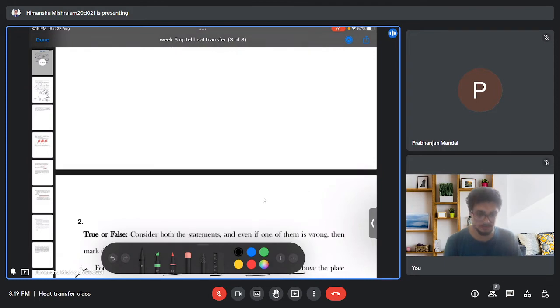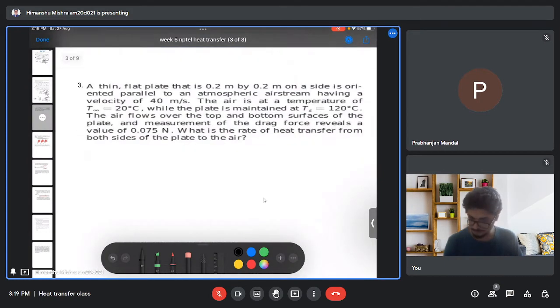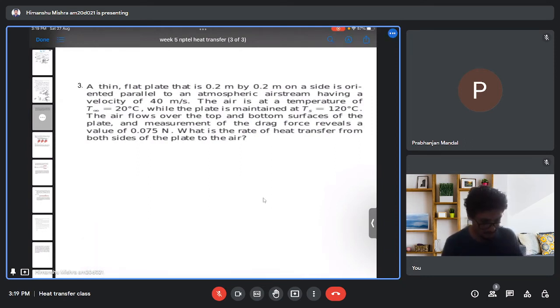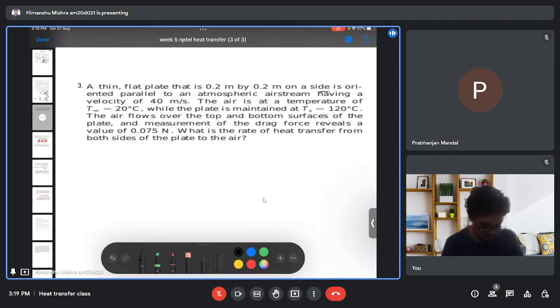So let's move to the third question. In the third question, a thin flat plate that is 0.2 meter by 0.2 meter on the side is oriented parallel to the atmospheric air stream having a velocity of 40 meter per second. The air is at a temperature of 20 degrees Celsius while the plate is maintained at 120 degrees Celsius. The air flows over the top and bottom surface of the plate, and measurement of the drag reveals the value of 0.075 Newton.